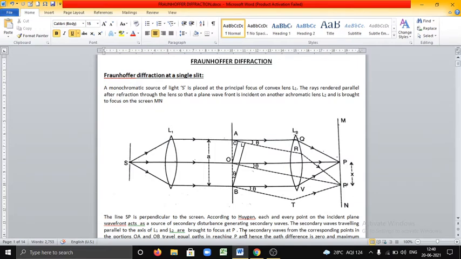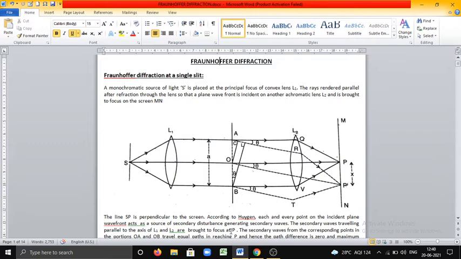Good morning, students. Now I will explain the second chapter in this unit, that is Fraunhofer diffraction. Already we have successfully completed the first chapter, including problems, that is Fresnel diffraction. Already we have discussed what Fresnel and Fraunhofer diffraction are. Now we will discuss in detail Fraunhofer diffraction in this chapter.